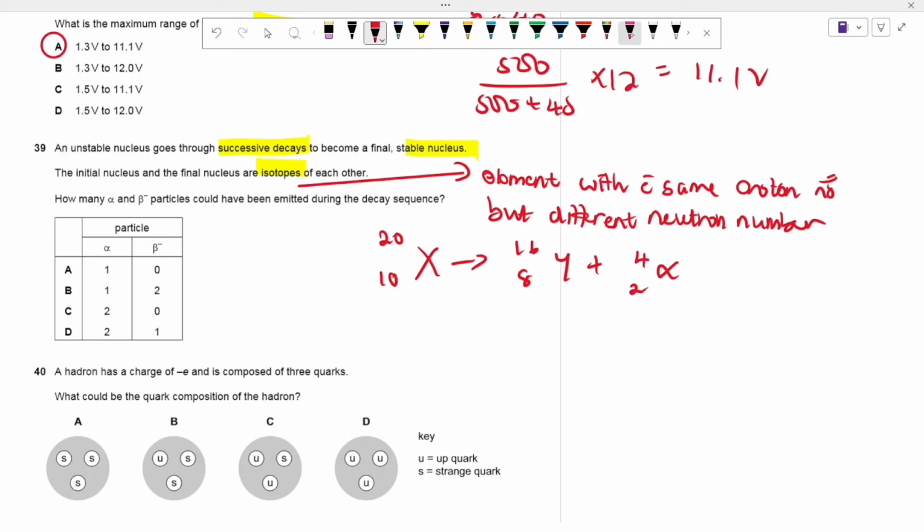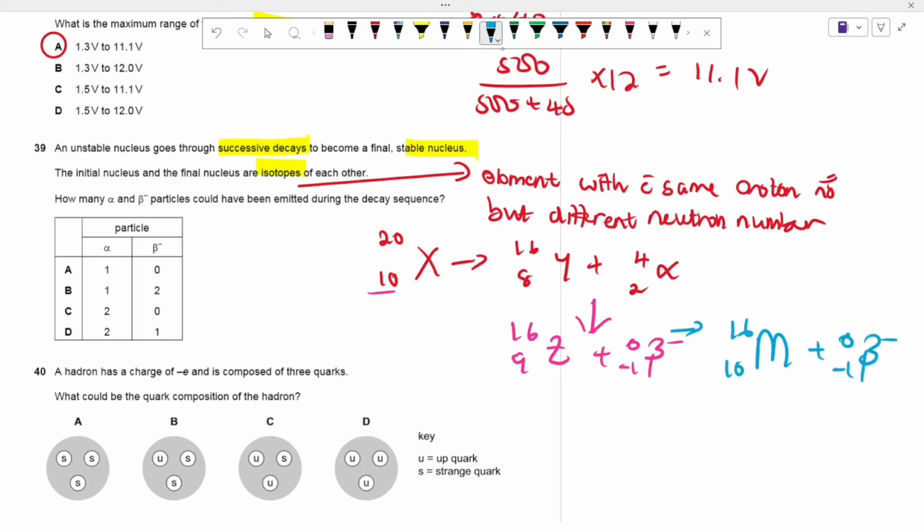Then it's going to undergo beta minus decay so that we reach an isotope that has the same proton number. So we're going to have 16, 9, Z plus 0, negative 1, and beta negative. Then this is going to undergo another beta negative. We have 16, we have 10, and I'm out of letters here, M, plus 0, negative 1, and beta negative.